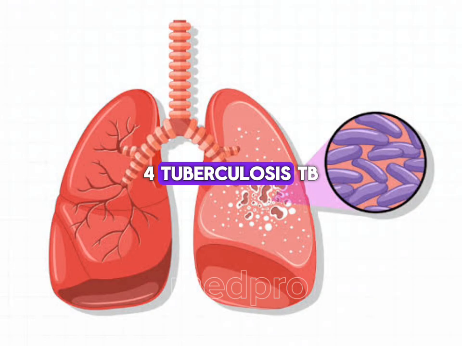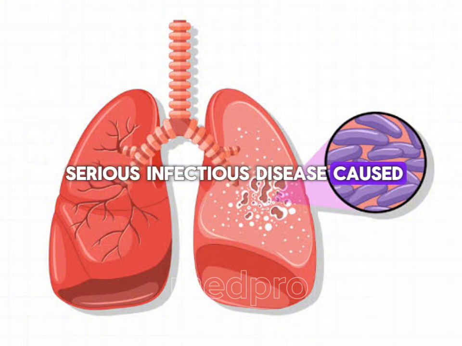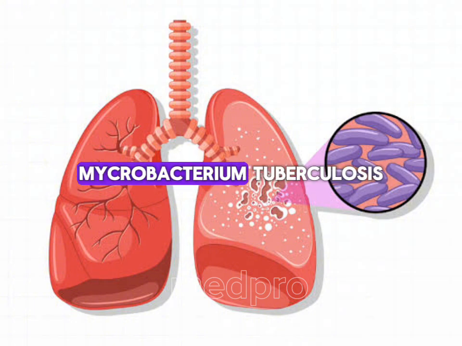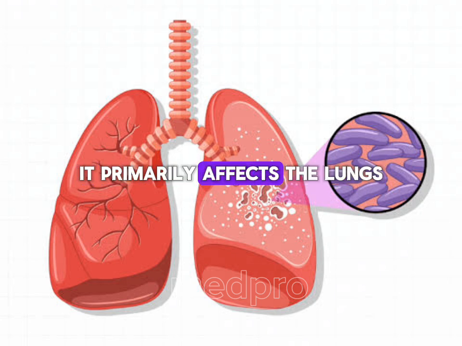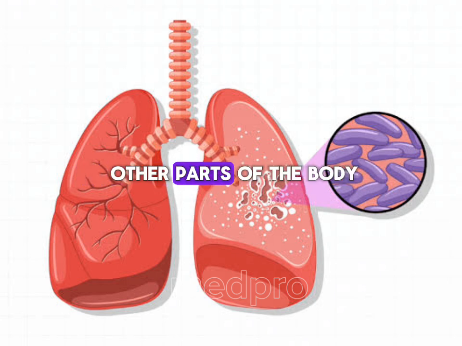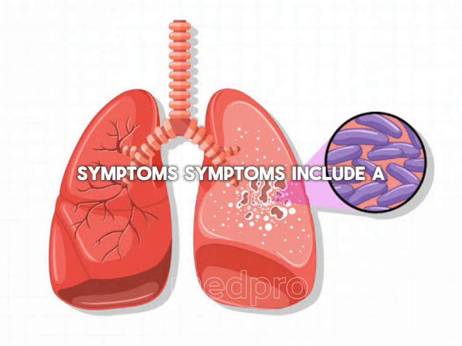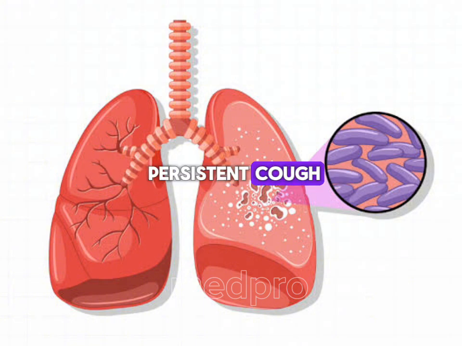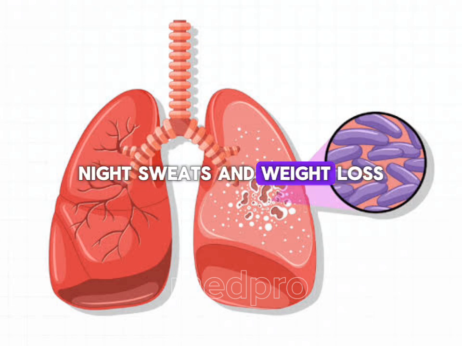4. Tuberculosis, TB. Overview. TB is a serious infectious disease caused by the bacterium Mycobacterium tuberculosis. It primarily affects the lungs, but can spread to other parts of the body. Symptoms. Symptoms include a persistent cough, chest pain, and coughing up blood, along with systemic symptoms like fever, night sweats, and weight loss.